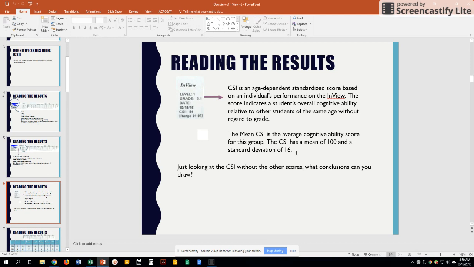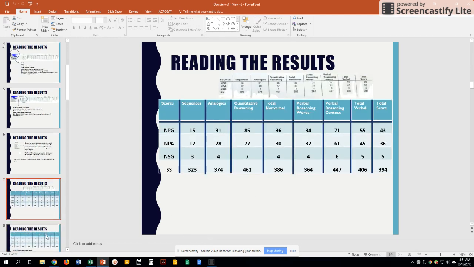So when you're just looking at the cognitive skills index without any other scores, what kinds of conclusions can you draw? Let's take a look at this one. Just so you know, you have national percentile by grade, national percentile by age, national stanine by grade, and then a scale score. For the purposes of what we do in schools, while we do look at stanines and scale scores, they are really just kind of a broad sweeping look. We pay closer attention to what the actual scores are.